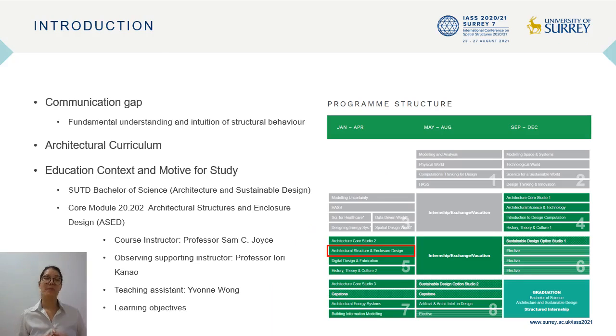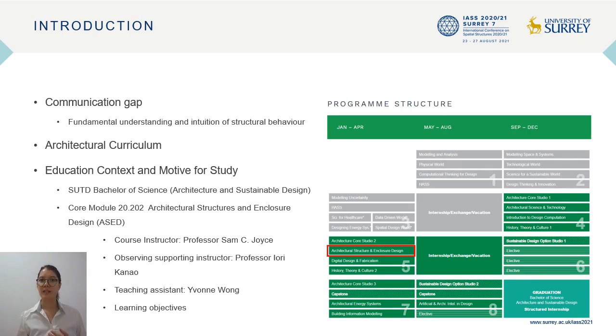The communication gap between architects and structural engineers is well known. Hence, this pedagogy study was proposed to bridge the gap between them. This is done through reviewing teaching methods for architectural students. This study was applied to a Year 2 core module called Architectural Structures and Enclosure Design in our university.